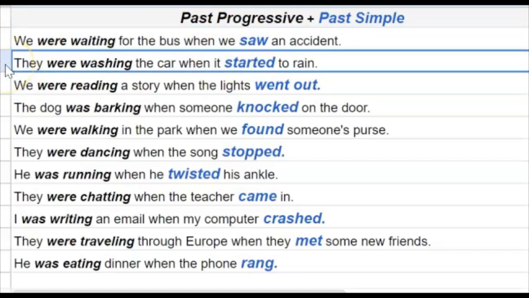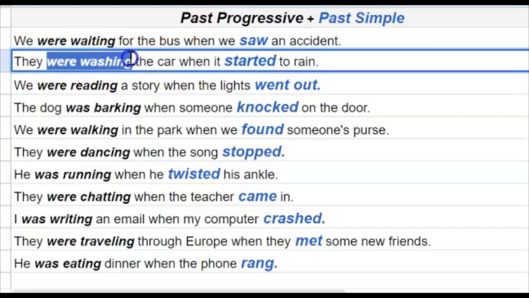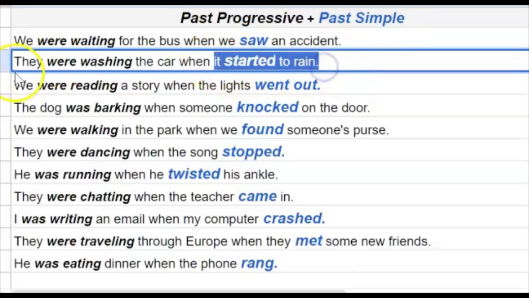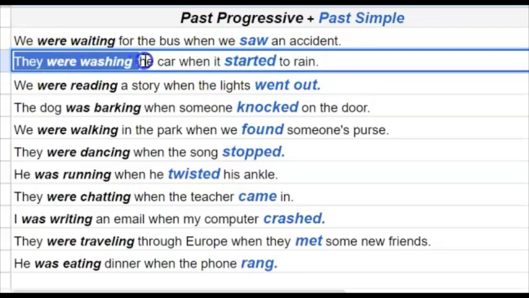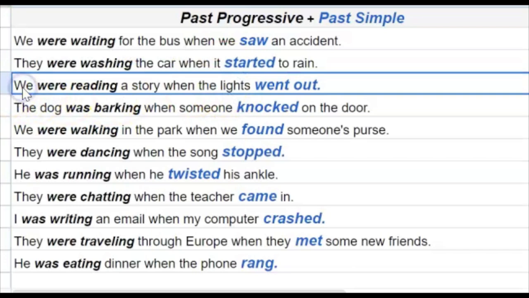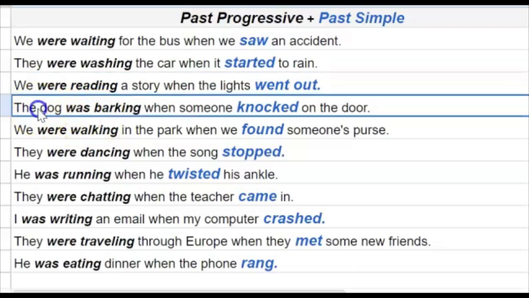Second sentence: they were washing the car when it started to rain. Were washing is the past progressive, and started is the past simple. Again, we could reverse the sentence. It started to rain when they were washing the car. Next sentence: they were reading a story when the lights went out. Were reading is the past progressive, and went out is the past simple.